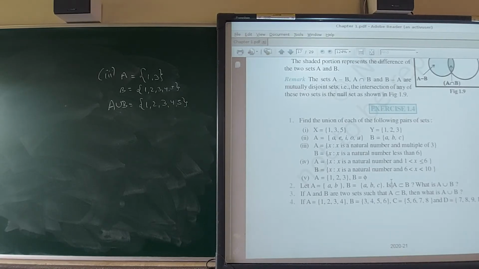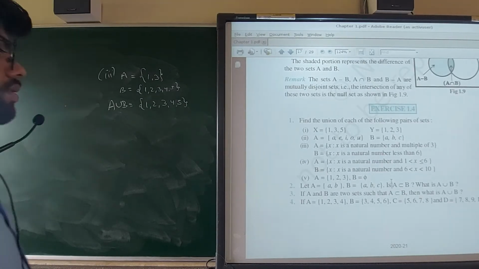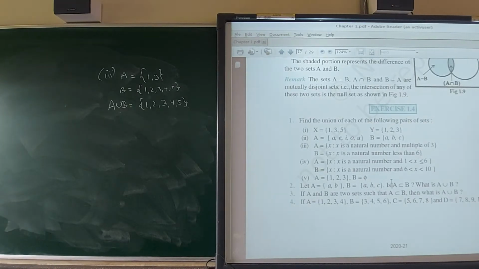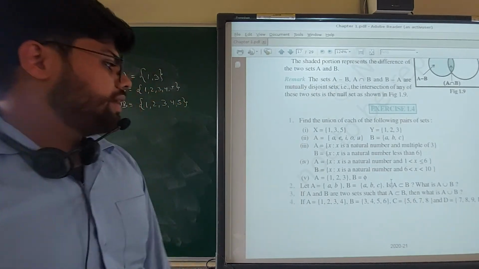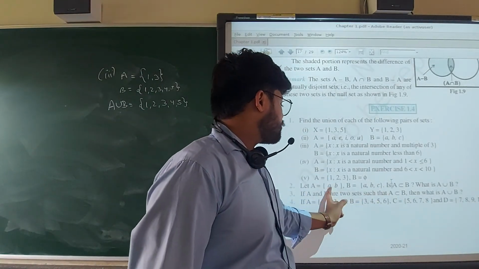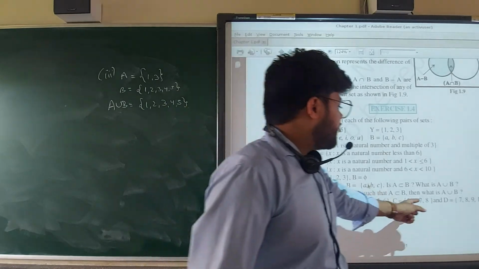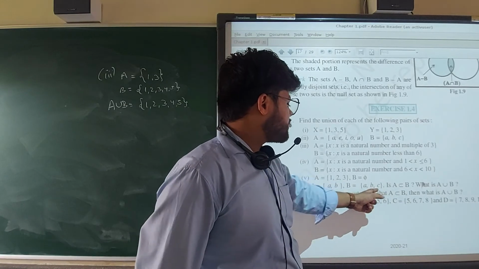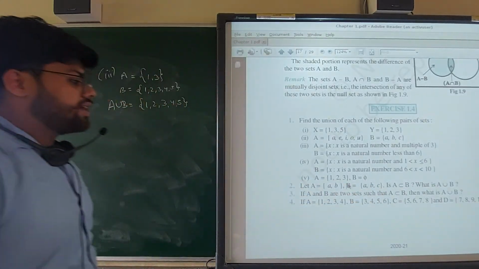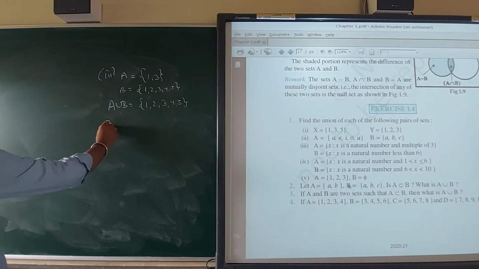Third question: if A and B are two sets such that A is a subset of B, then what is A union B? Suppose I take an example of this question. A is a subset of B means all the elements of A are coming in B. Then A union B is a, b, c, and this is the set B. So the third question answer is set B only.